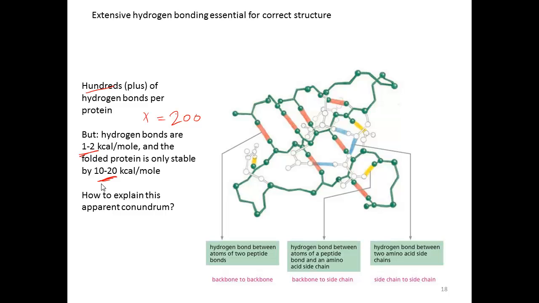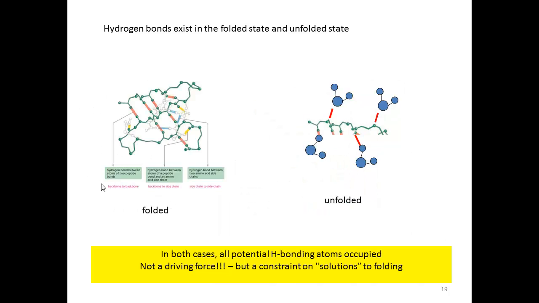It does help determine the final structure, though, because any final structure has to be in such a shape that every atom that can hydrogen bond does hydrogen bond. It has to satisfy all of the hydrogen bonding possibilities. If you don't satisfy all of them, you're going to favor the unfolded form of the protein.